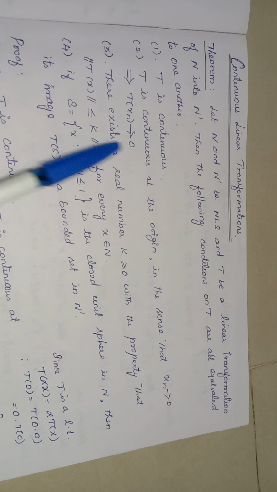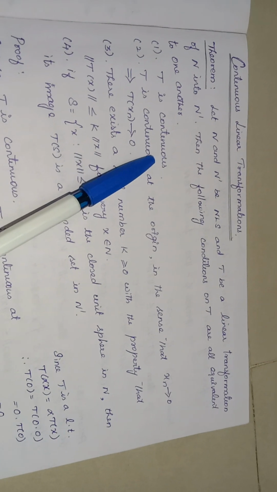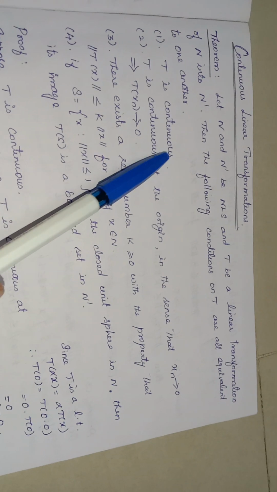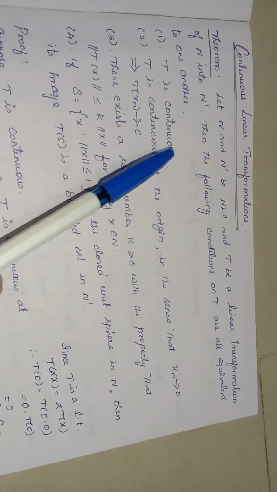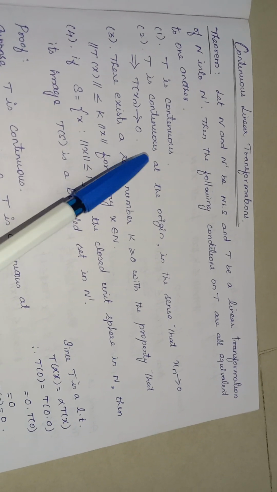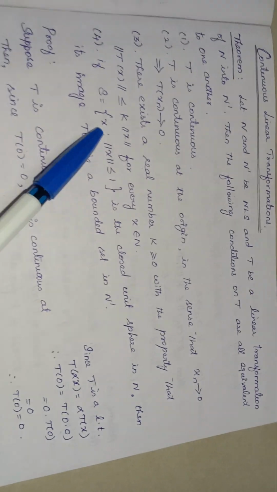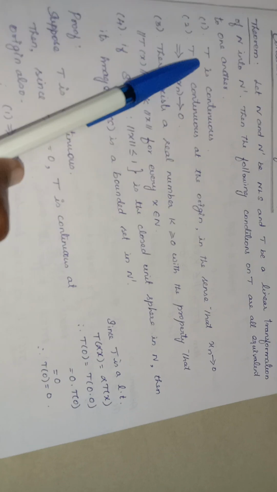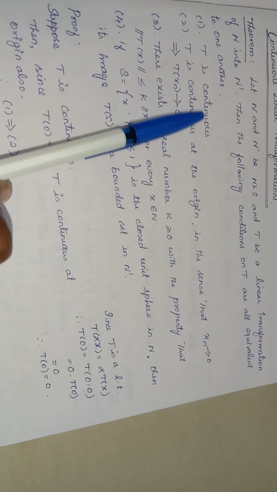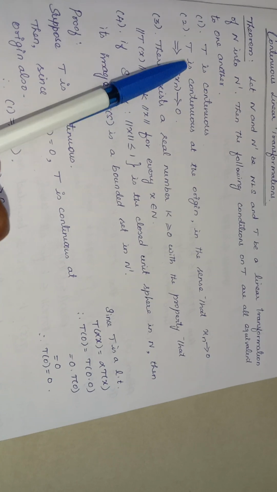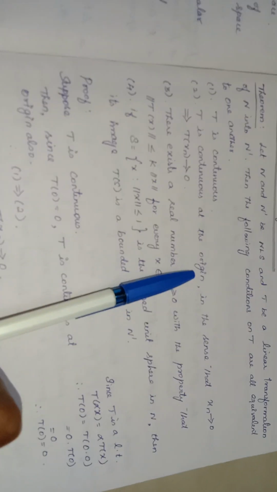The following four conditions are given here. That is, all four conditions are equivalent to each other. If one is true, then two is also true. One is true if and only if two is true, if and only if three is true, if and only if four is true. What is the first result? T is continuous. That is, the linear transformation is continuous if and only if T is continuous at the origin.